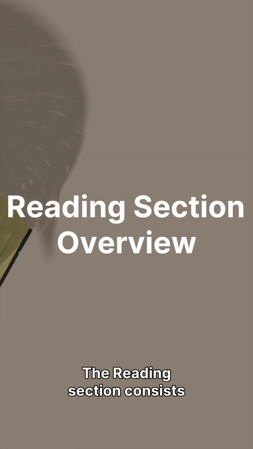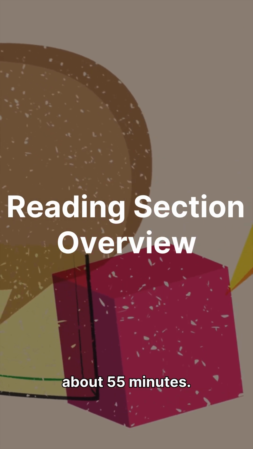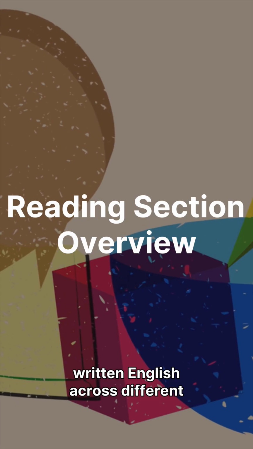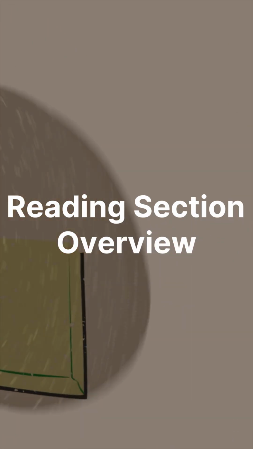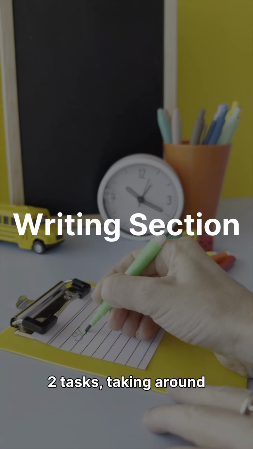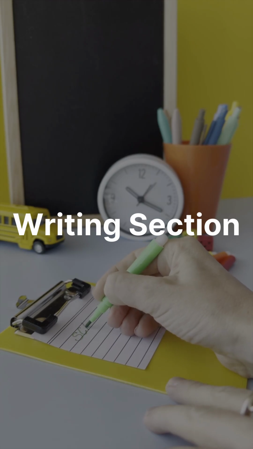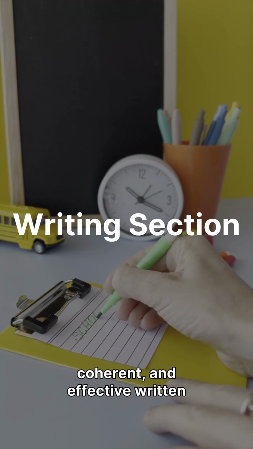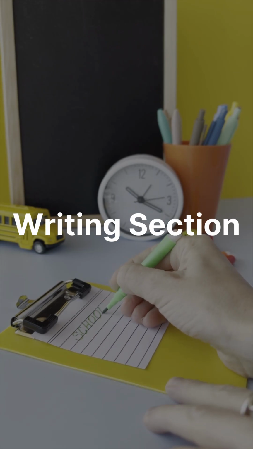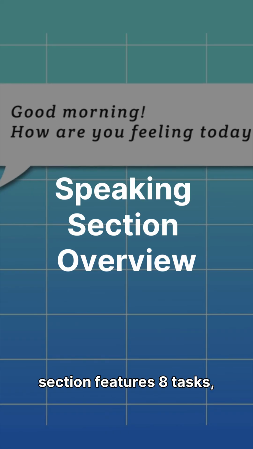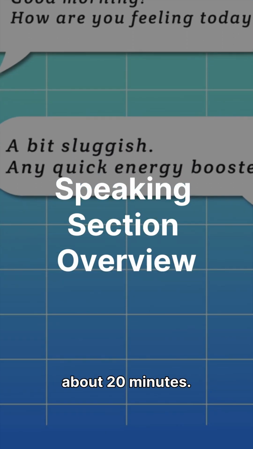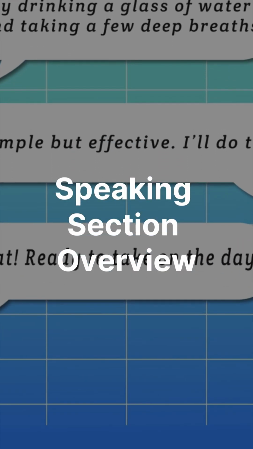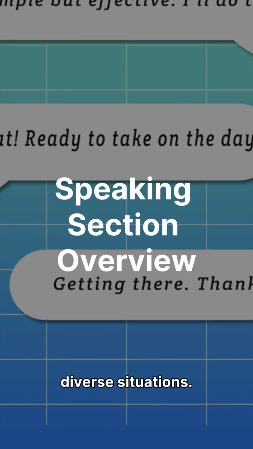The reading section consists of 4 tasks, lasting about 55 minutes. Here, your comprehension of written English across different text types will be thoroughly assessed. The writing section includes 2 tasks, taking around 60 minutes. This part evaluates your ability to produce clear, coherent, and effective written communication in English. And finally, the speaking section features 8 tasks, with a duration of about 20 minutes. This section measures your spoken fluency, clarity, and ability to communicate in diverse situations.